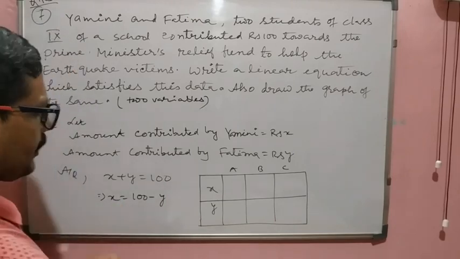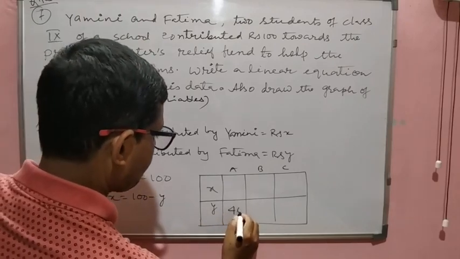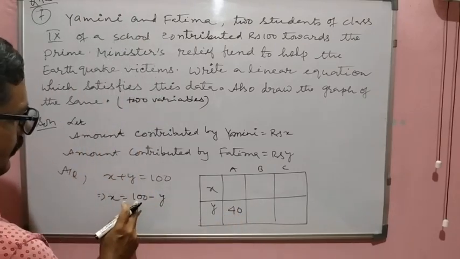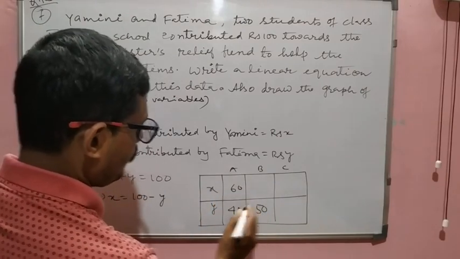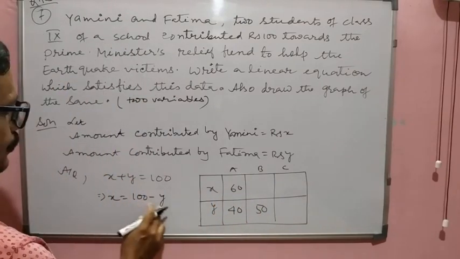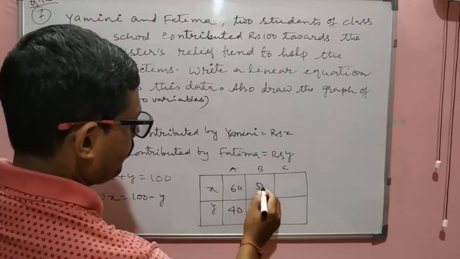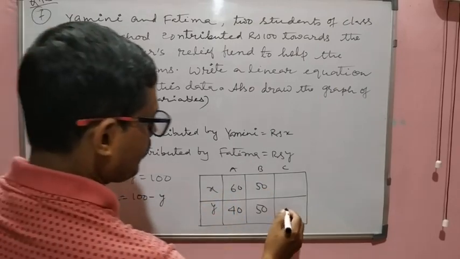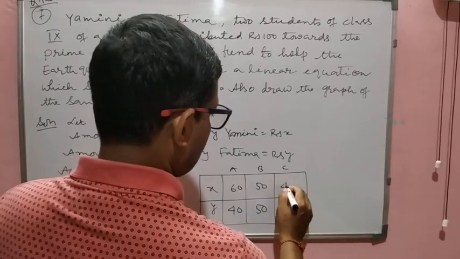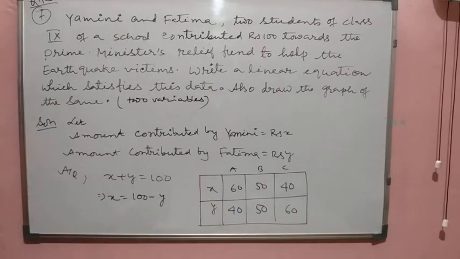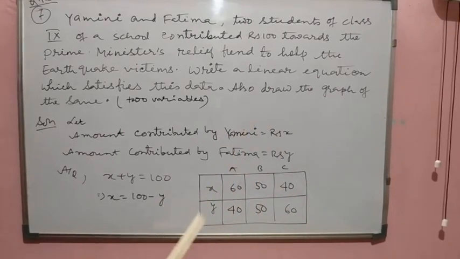Let us put y equal to 40. If I put 40 here, 100 minus 40 equals 60. Let us put y equal to 50, so 100 minus 50 equals 50. Let us put y equal to 60, then 100 minus 60 equals 40. So these are the three pairs of solutions, and then we can draw its graph.